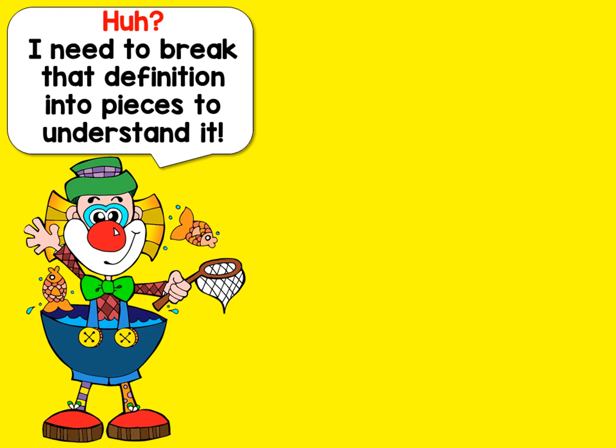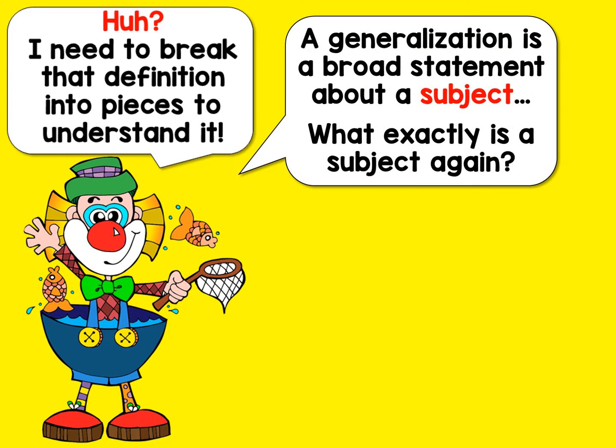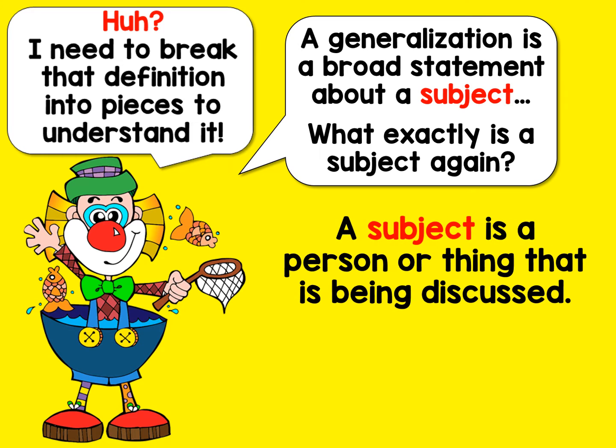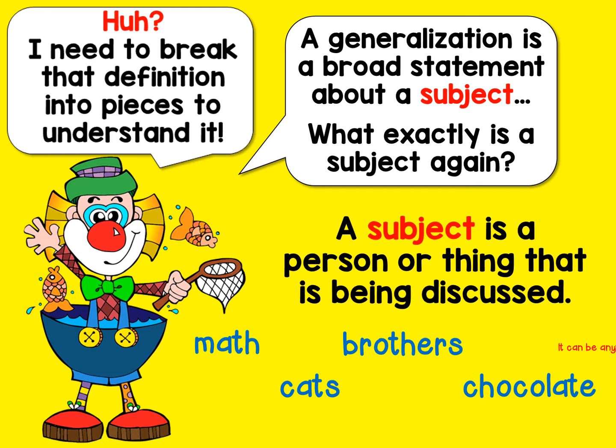I need to break that definition into pieces to understand it. A generalization is a broad statement about a subject. What exactly is a subject? We learned in our grammar lesson that a subject is a person or thing that is being discussed. Math, brothers, cat, chocolate. It can be anything.